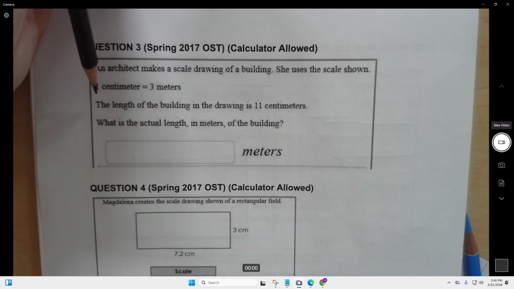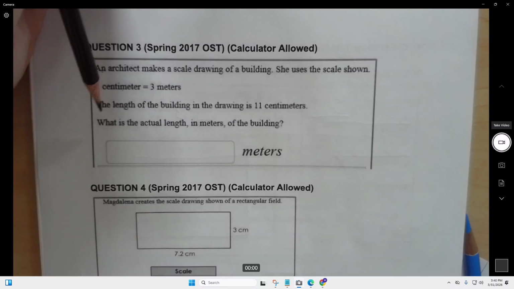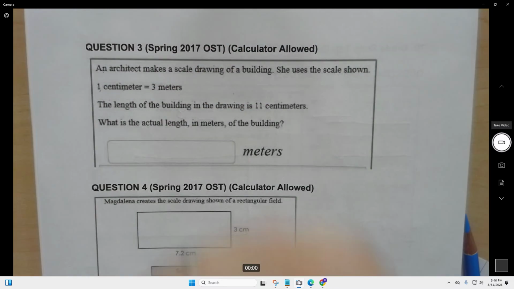An architect makes a scale drawing of a building. She uses the scale shown. 1 centimeter is 3 meters. The length of the building in the drawing is 11 centimeters. What is the actual length in meters?